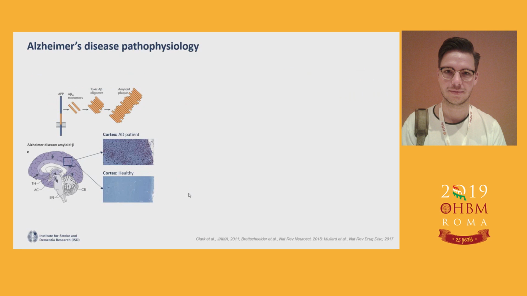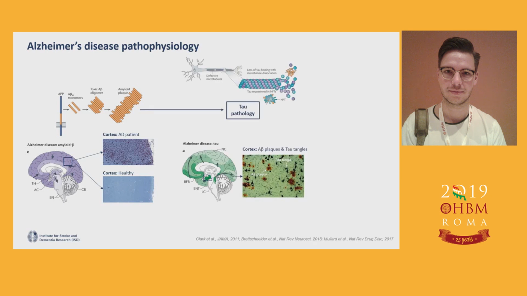The pathophysiological cascade of Alzheimer's disease is to date quite well described. We believe that it starts with amyloid deposition in the form of extracellular plaques throughout basically the entire cortex, followed by the formation of neurofibrillary tangles made of tau. This is an intracellular pathology, and very important here for the main message of my talk is that tau starts very locally circumscribed in the entorhinal cortex and then spreads gradually in a very stereotypic pattern throughout the cortex.